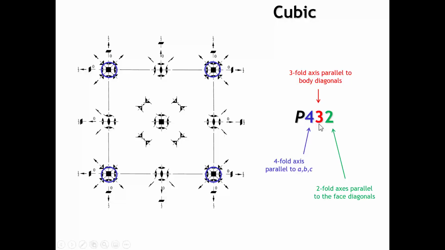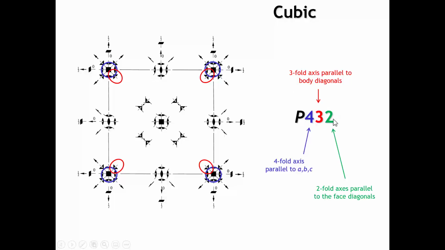Then we go to the second position, and we see for a cubic space group always a 3, or maybe a 3 bar. And that is the symmetry element along the body diagonals. That's why it has to be a 3 if it's a cube. And here we see the representation of the body diagonal threefold rotation axes.